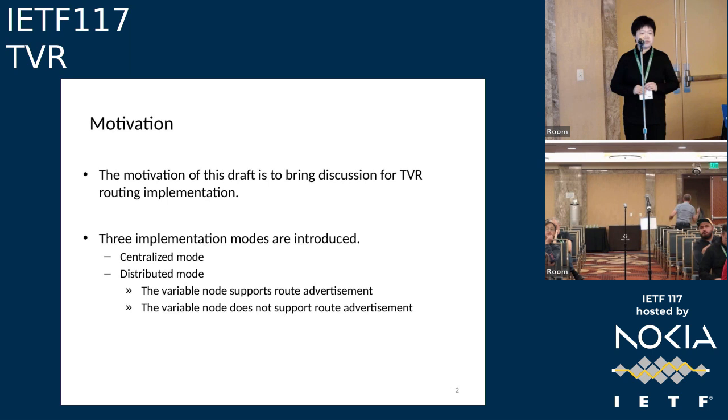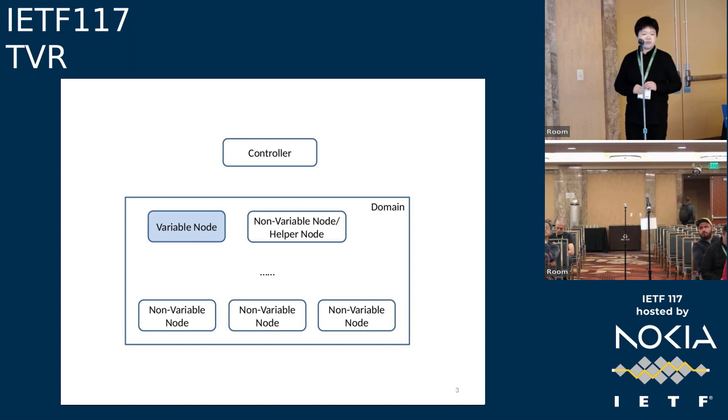So the motivation of this draft is to bring discussion for TVR routing implementation. We discussed three implementation modes in the draft. One is centralized mode, and the other two are distributed modes. Let's take this figure, for example. The variable node means that the node has scheduled link or cost changes. The non-variable node means that the node has no scheduled link or cost changes. The domain means that all the nodes in the domain will be affected by the variable node changes.